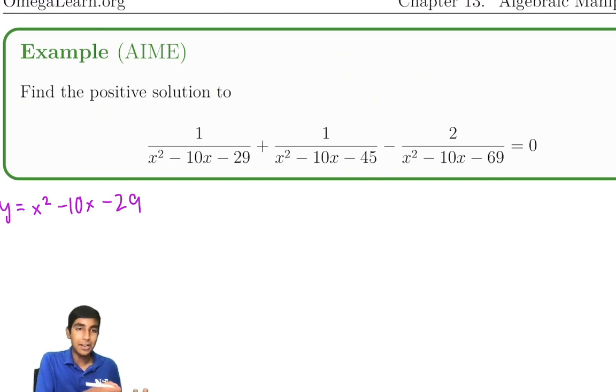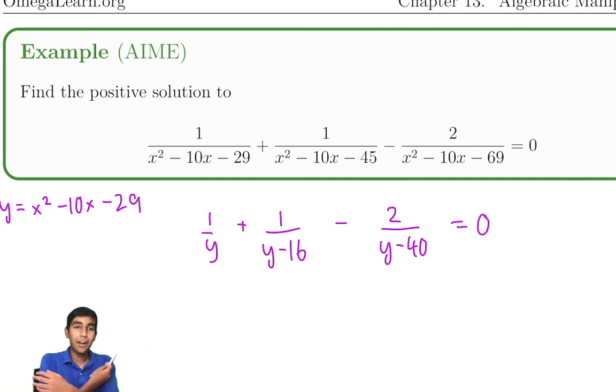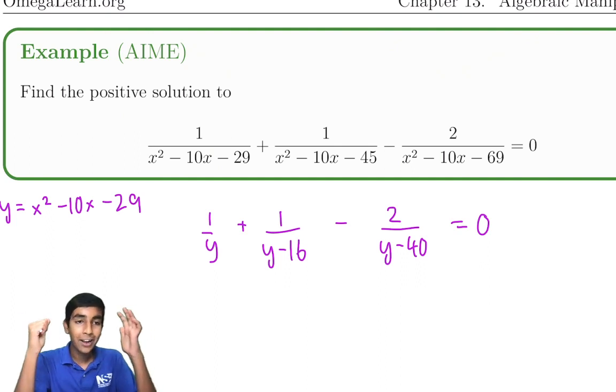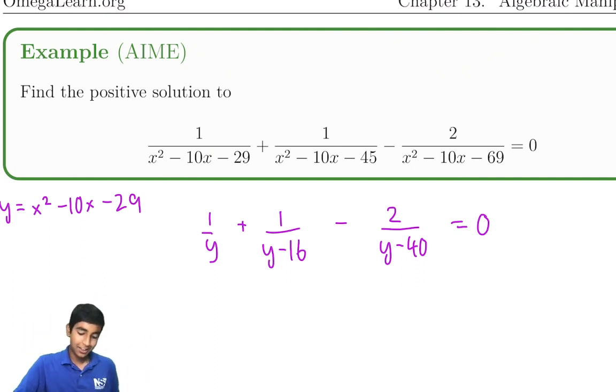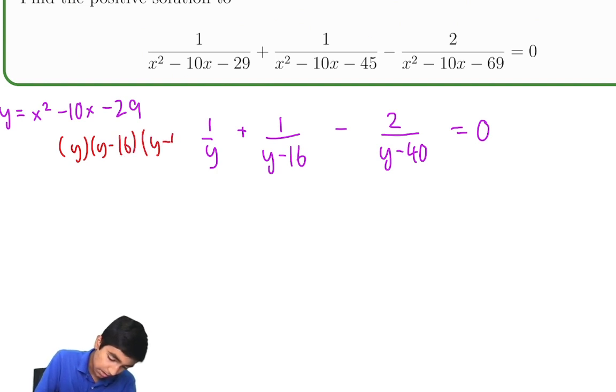Let's rewrite our equation in terms of y. We've got 1 over y, right? Plus 1 over y minus 16 minus 2 over y minus 40. That's great. Now we can multiply our denominators out, because now we'll only end up with a quadratic, not a quartic. Let's do that. Let's multiply the whole equation by y times y minus 16 times y minus 40.